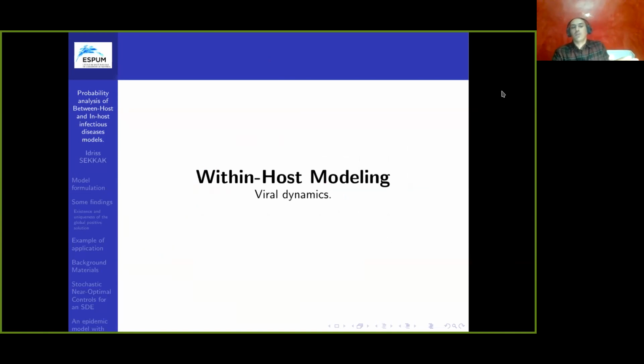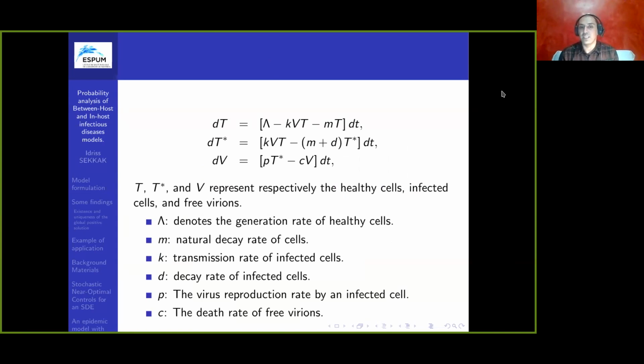Going to the within-host modeling, or the viral dynamics, it can be described as this basic model for the viral dynamics that describes T as the healthy cells, T star as the infected cells, and V as the viruses. There are other works that include another compartment for the immune system or the antibodies, depending on how general you want to make it, and you can include each component into the model.